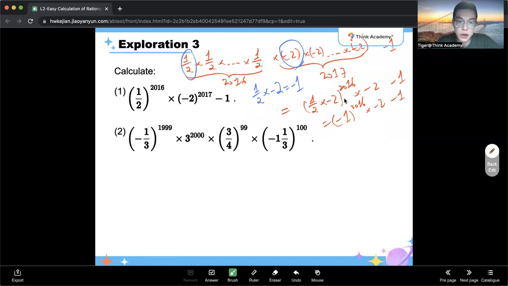What is minus 1 to the power 2016? We have just learned about that yesterday. Yes, to the power of 2016. It's not multiplying 2016, right? So it is 1. 1 multiplying minus 2 is minus 2. So we have 1 multiplying minus 2, take away 1, which is minus 2, take away 1, which is minus 3. Yeah? So that's the power of grouping methods.